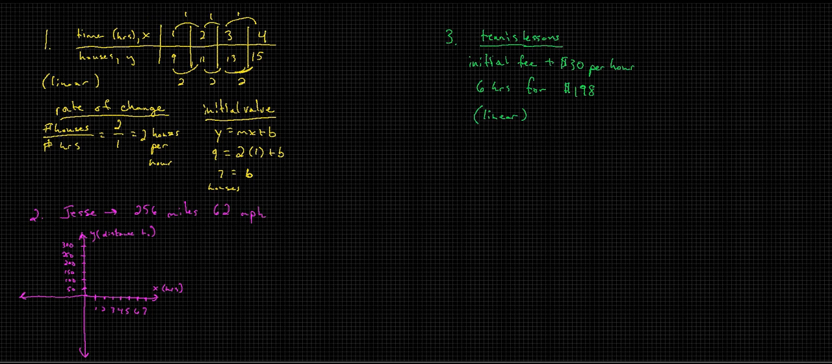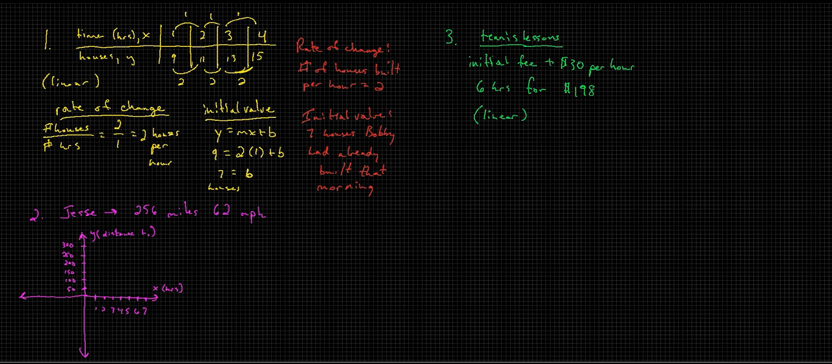So the rate of change is how many houses per hour he builds. So rate of change, number of houses built per hour, equals 2. And initial value of b equals 7 is that there were 7 houses that Bobby had already built that morning. Because remember, the table represents the changes from when he was building in the afternoon.